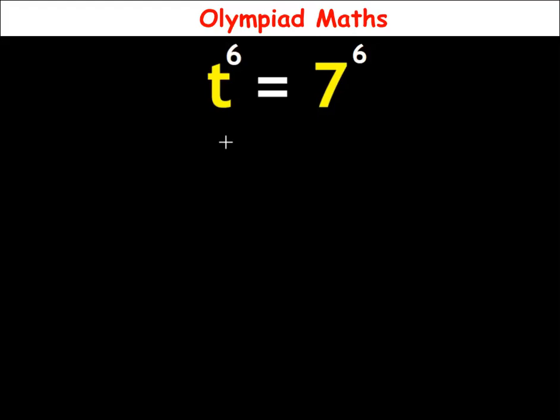Hello, in this video let us solve this question. So we have t raised to power 6 is equal to 7 raised to power 6. And here, we have to solve for the possible values of t that will satisfy this given equation. So t is the unknown we have to solve for.